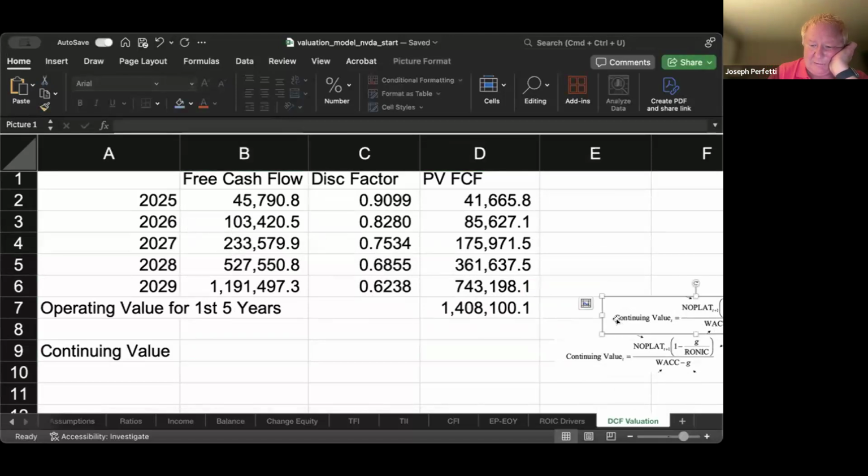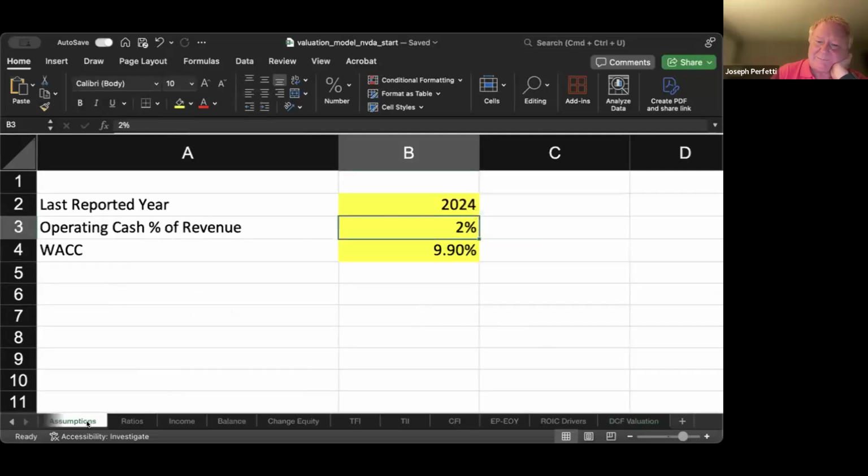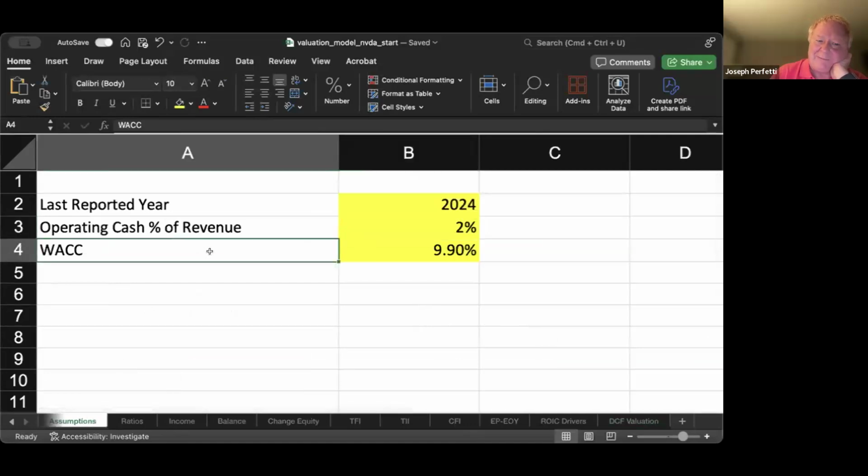Okay. Now, because I don't want to actually make changes, and these numbers can change. NOPLAT can change, G can change, RONIC could change, WACC could change. I'm going to actually get the data for this off of the assumptions tab. There's 4 assumptions I need. I already have one. It's called a WACC.